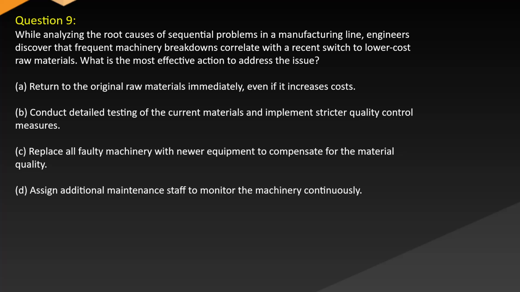Question 9. While analyzing the root causes of sequential problems in a manufacturing line, engineers discover that frequent machinery breakdowns correlate with a recent switch to lower-cost raw materials. What is the most effective action to address the issue? A. Return to the original raw materials immediately, even if it increases costs. B. Conduct detailed testing of the current materials and implement stricter quality control measures. C. Replace all faulty machinery with newer equipment to compensate for the material quality. D. Assign additional maintenance staff to monitor the machinery continuously.